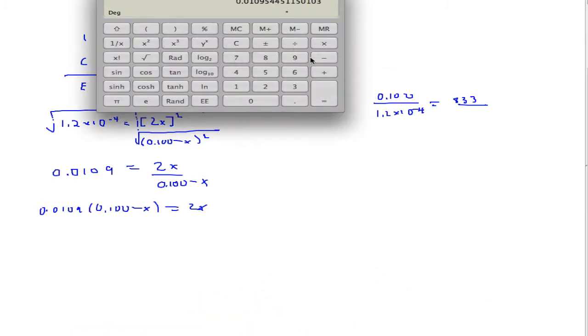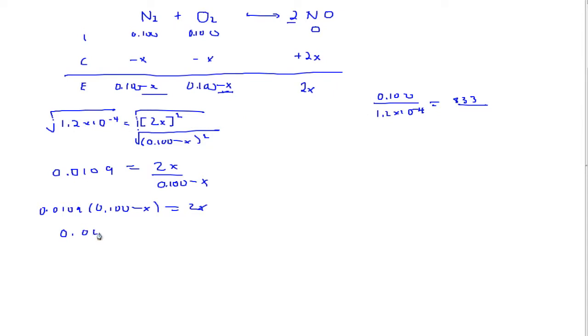Let's multiply that out again, so that's going to be 0.0109 times 0.1, which gives us 0.00109 minus 0.0109x is equal to 2x. I'm going to carry that to the right side. So I'll do it up here: 0.00109 is equal to 2.0109x. I'm going to divide that by 2.0109.